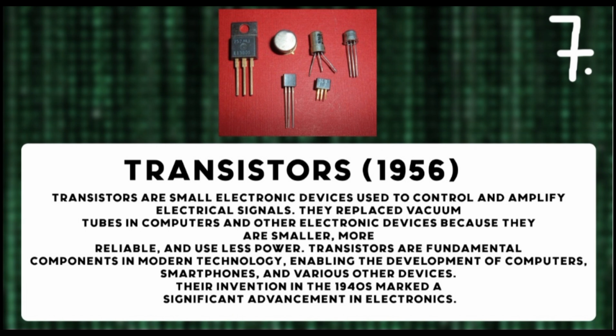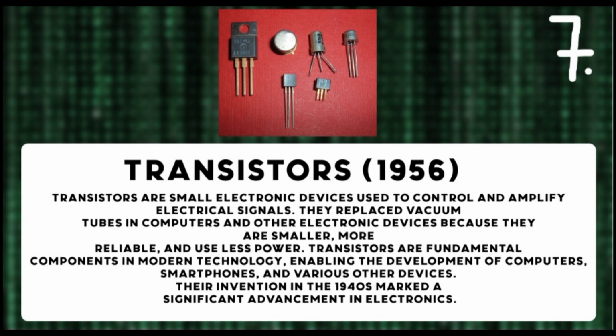Now we're going to talk about transistors. Transistors came into being in 1956. Transistors are small electronic devices used to control and amplify electrical signals. They replaced vacuum tubes in computers and other electronic devices because they are smaller, more reliable, and use much less power as compared to vacuum tubes.